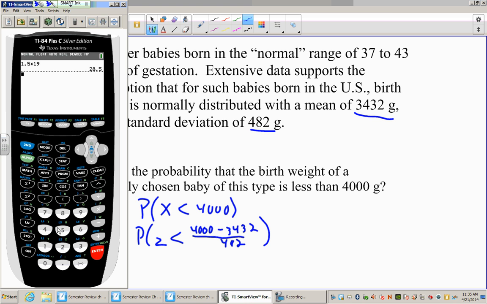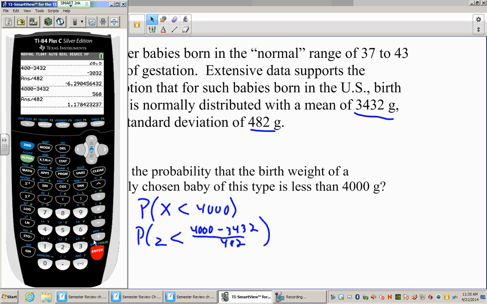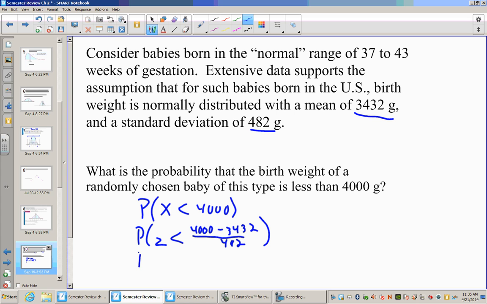And now we have to do some subtraction. And then we get ourselves a z-score. Our z-score is negative 6.29. Did I do that right? Nope, I forgot 4,000. Let's do that one more time. 4,000 minus 3,432 divided by 482, 1.17. So our z-score has to be less than 1.17.